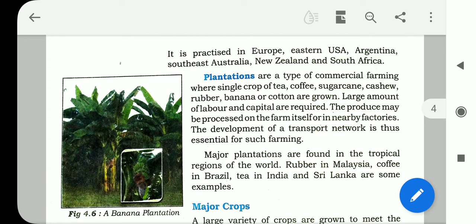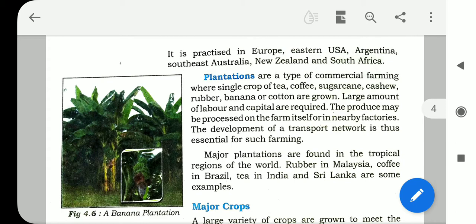Sugarcane cannot be harvested immediately. There is a particular time to mature before harvest. The same is true for coffee and tea. These are the main plantation farms, and they are done in a large area using a large amount of capital. A large amount of labor and capital are required. For tea and coffee plantations, the maximum labor is used, and they cover a large area.